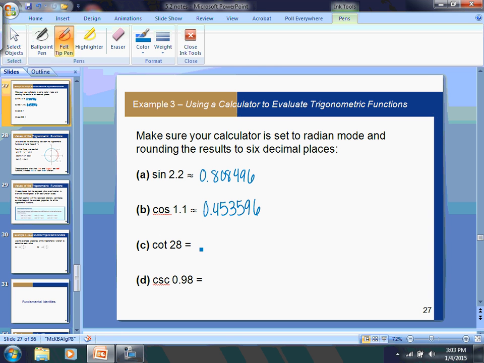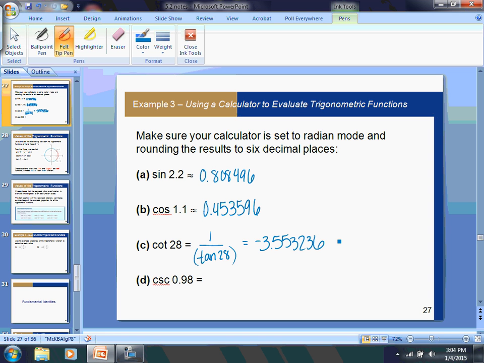The cotangent of 28. Now you can't type that directly into your calculator, so what you have to type in is 1 divided by the tangent of 28. When you do this on your calculator, you probably want to put the tangent of 28 in parentheses. And you should get negative 3.553236.